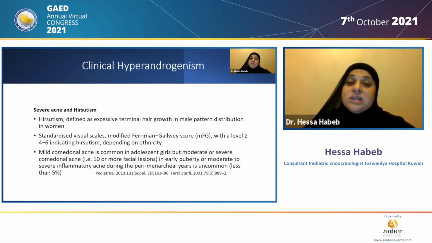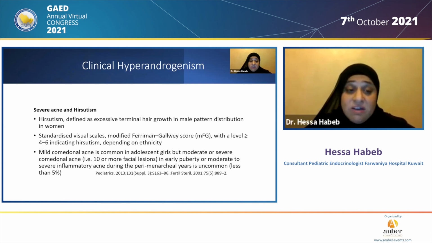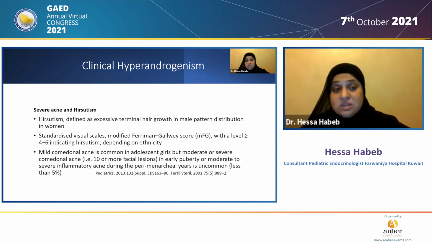The other feature, which is clinical hyperandrogenism in adolescents, is severe acne and hirsutism. We rarely get the male type baldness. Hirsutism is defined as excessive terminal hair growth in male pattern distribution in women. The preferred assessment for hirsutism uses standardized visual scales, the modified Ferriman-Gallwey score, with a level of more than 4 to 6 indicating hirsutism depending on ethnicity.